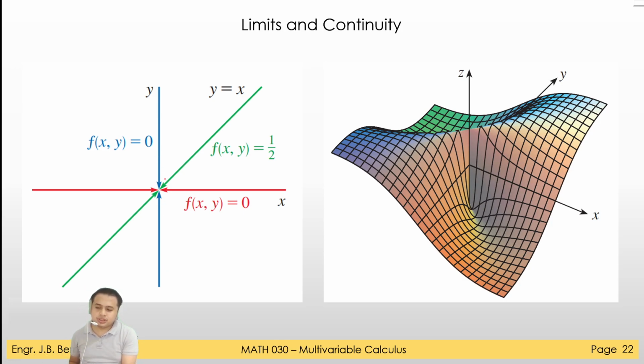Okay? So the visualization of this is we have this function. The limit will approach 0 from the y, and then the limit will approach 0 from the x. But if we say that y is equal to x, then the limit will approach 1 half. So the visualization of this graph is that when x is equal to 0, there is a discontinuity, you know? So we call this the discontinuity.